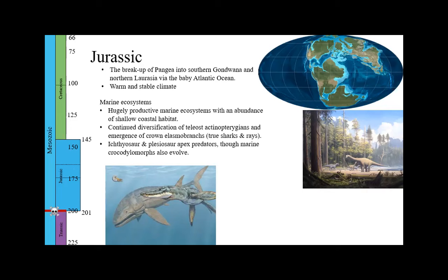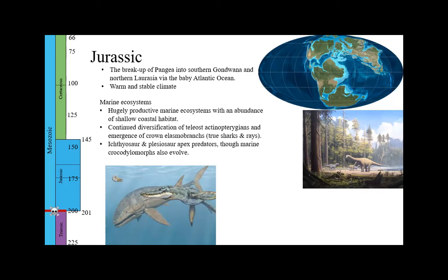Marine ecosystems are extremely successful, extremely abundant. There's a lot of shallow ocean habitat. You can see all that light blue up there on the map. There's a lot of fossils from all parts of the world of the Jurassic. Most of the earliest fossils found in Europe, of things like ichthyosaurs in the early 1800s, are Jurassic fossils. And so there's plenty of awesome marine tetrapods, plesiosaurs like this one, ichthyosaurs all through the Jurassic.